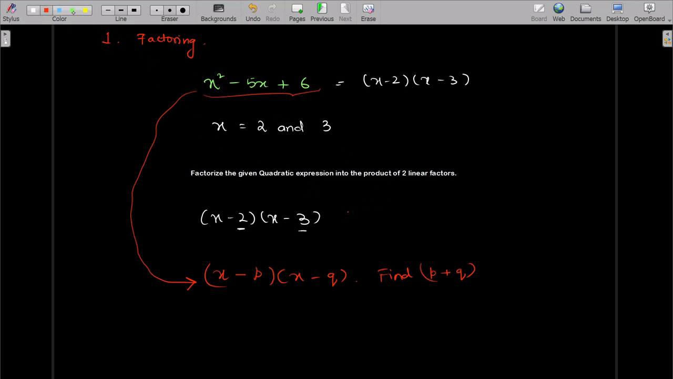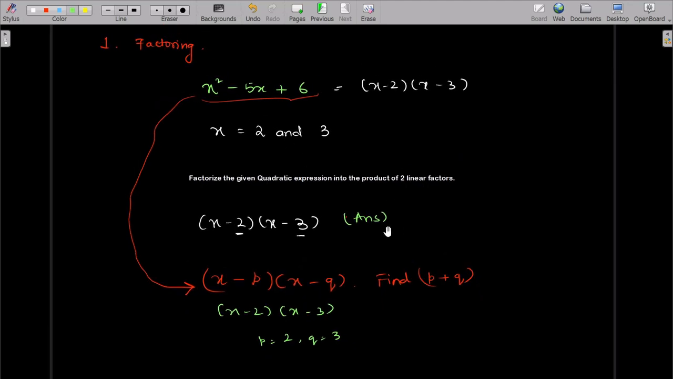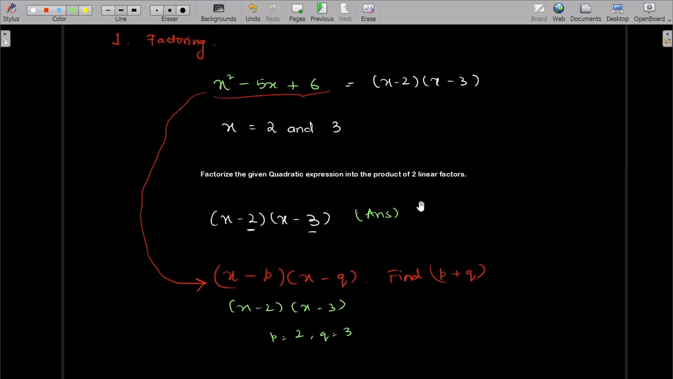Five? 5. Yes, exactly. Once we know how to write this in this form, it's going to be x minus 2 times x minus 3. So p is 2, q is 3, and the answer p plus q is going to be 5. So from the method of factoring, these are the two question types that you can expect. There is one more question type. I'll tell you that when we do geometric interpretation, because it involves the graph, the features of the parabola.